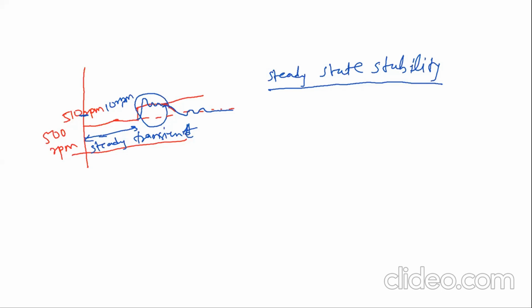Here you can see the definition of steady state stability: the equilibrium speed of the motor load system can be obtained when motor torque equals the load torque. At this equilibrium speed, the motor will operate in steady state. I will show you when we call the machine is working in steady state, with an equation.